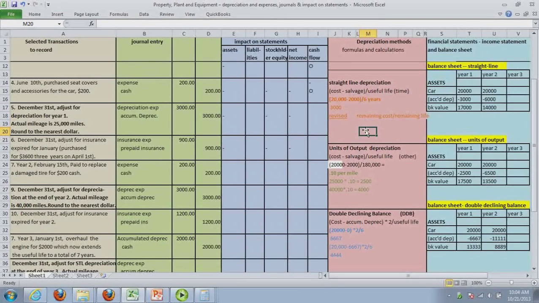Remaining cost divided by remaining life. So what is left to depreciate? You can say cost minus, here you actually want to pick up accumulated depreciation because you've already depreciated that. You don't want to depreciate it again. So in essence, you do want the book value, the book value at that point in time less any salvage value. Minus salvage.